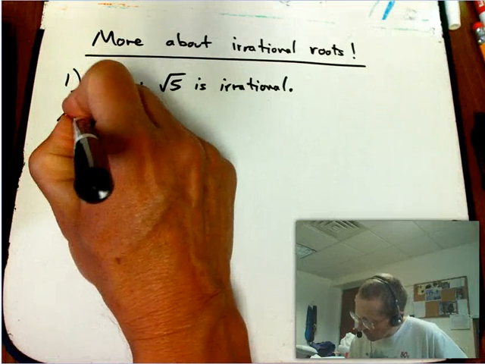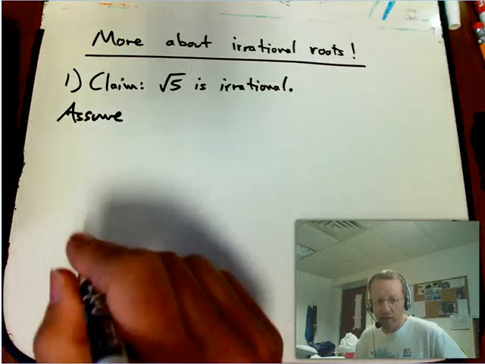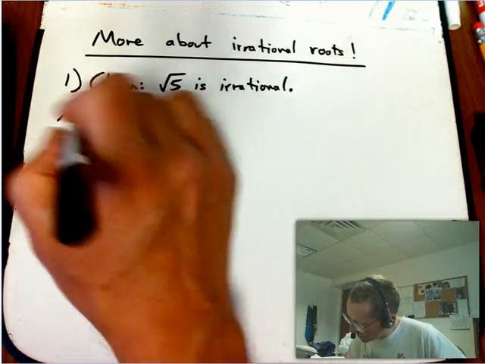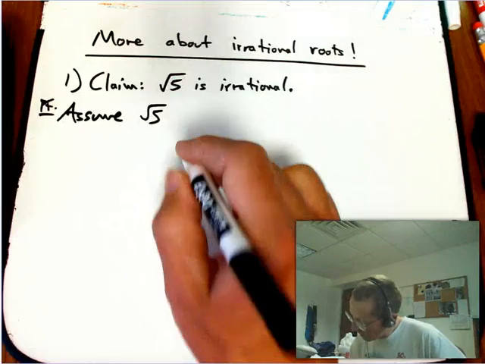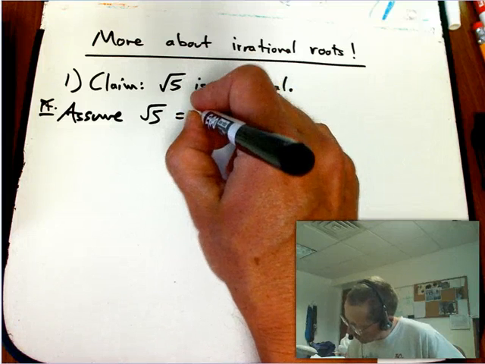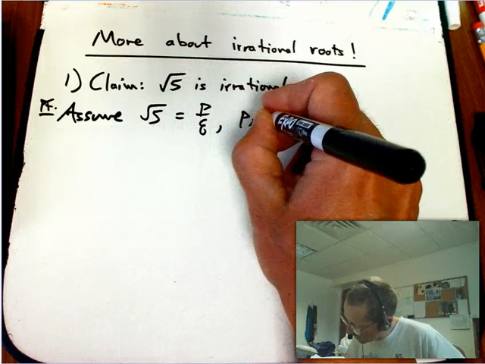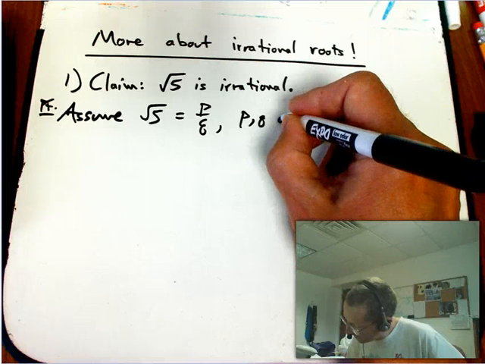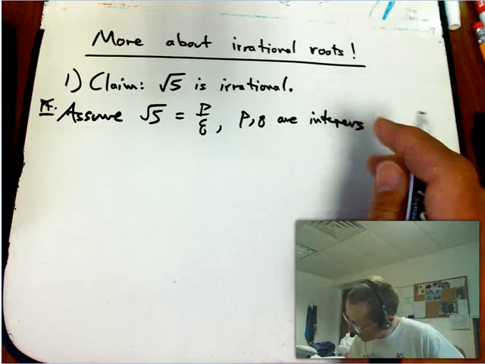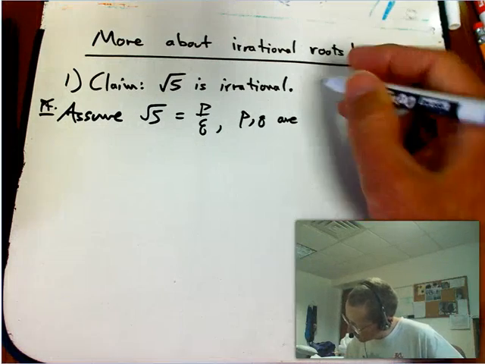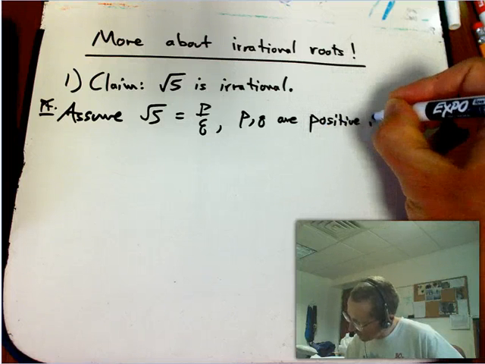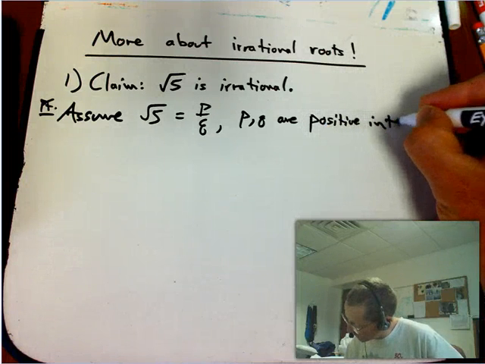We're going to prove it by contradiction. So I could have called this part 9 of proof by contradiction, I guess. Assume that it is rational. So here's the proof. Assume root 5 is equal to p over q, where p and q are integers. And in fact, let's say positive integers. If they were both negative, we could just negate them.